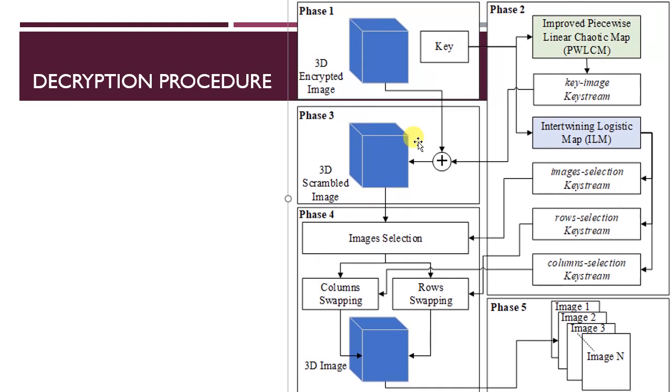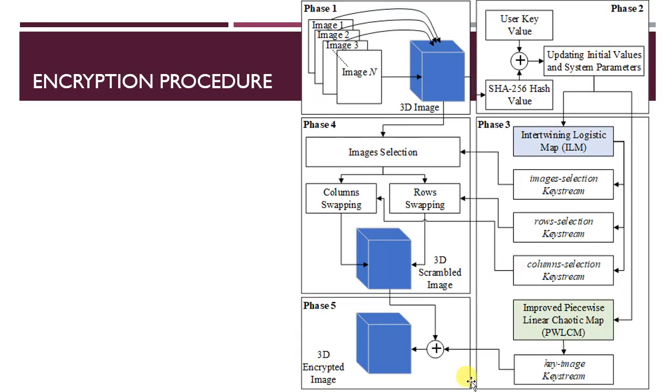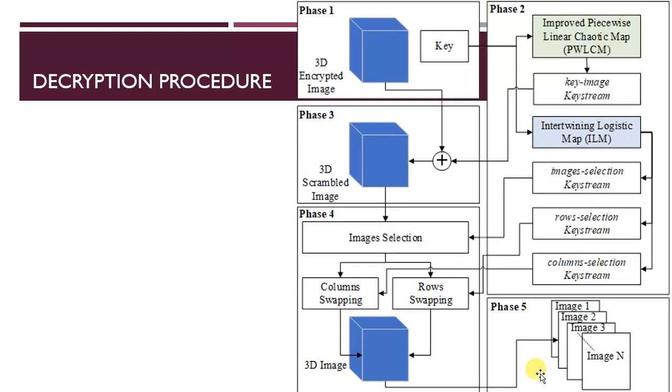In the decryption process, in phase 1, we have the 3D encrypted image. Then the key is used to obtain the initial values and system parameters of these 2 chaotic maps. As you can see in the previous image, in the last phase the XOR operation is performed between the 3D encrypted image and the key stream. So here the same process is performed. The XOR operation is performed between the key image key stream and the 3D image to obtain the 3D scrambled image. And then the row selection and column selection is performed on those selected images, which is repeated an iterative number of times to obtain the particular 3D image, and then the 3D image is split into their particular number of images.